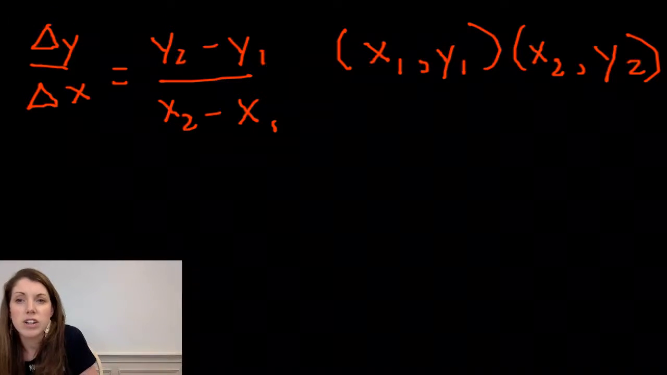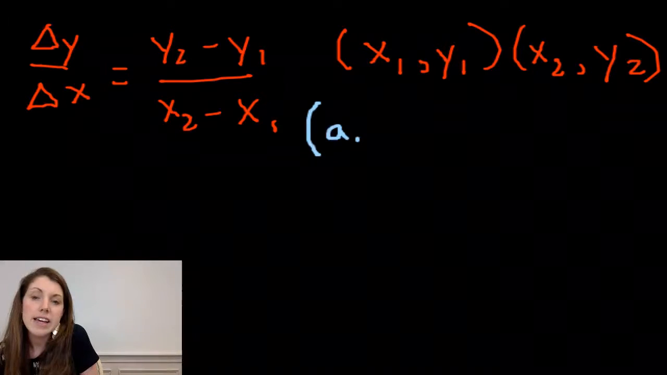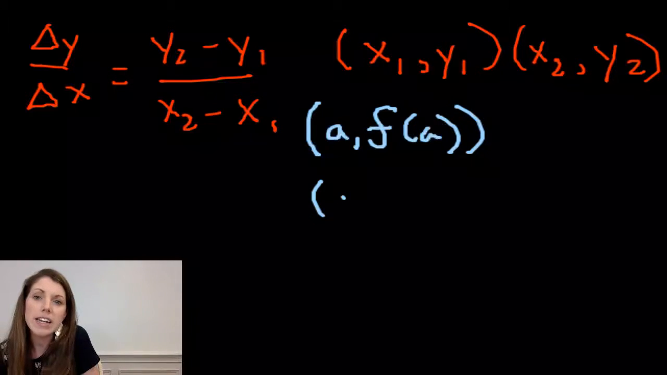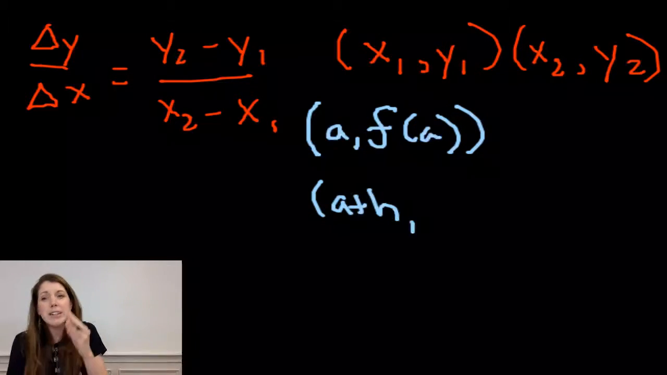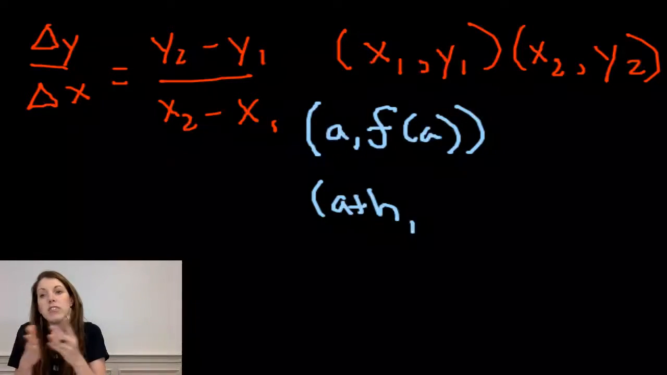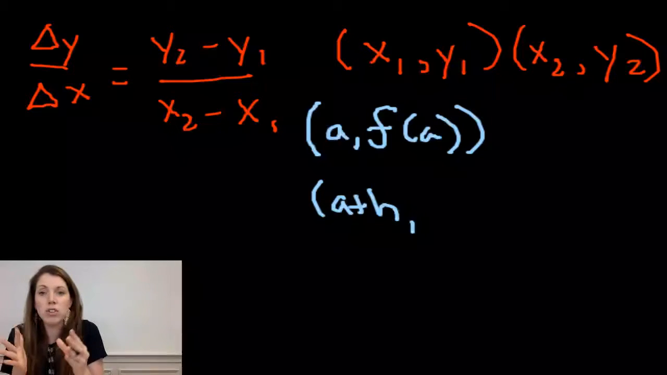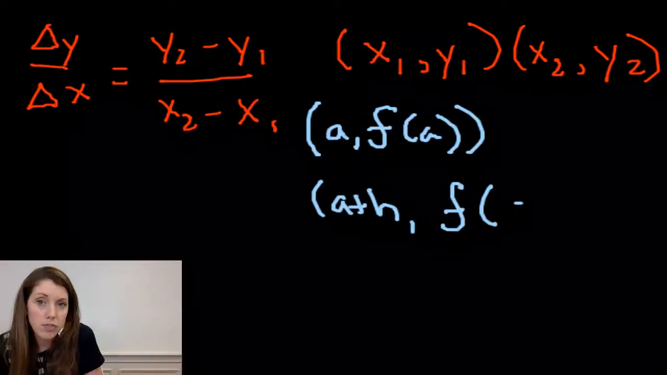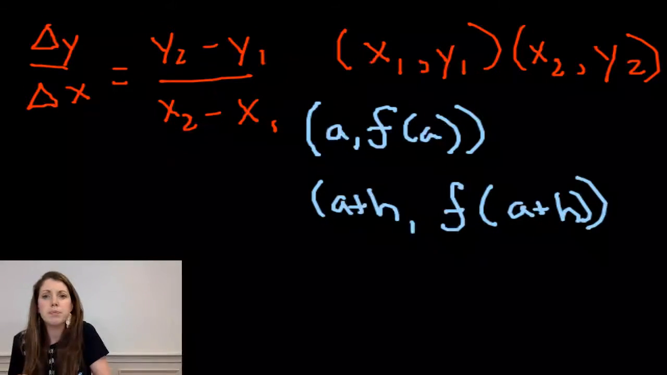This is why you don't change your ideas mid-video. Okay, a, f of a. And the point that's really, really close to it is going to be, we'll call it a plus h. So something really, really close to a, but we have to have some difference in order to find the slope. So a plus h. And then the y value would be f of a plus h, right? So those would be the 2 points.